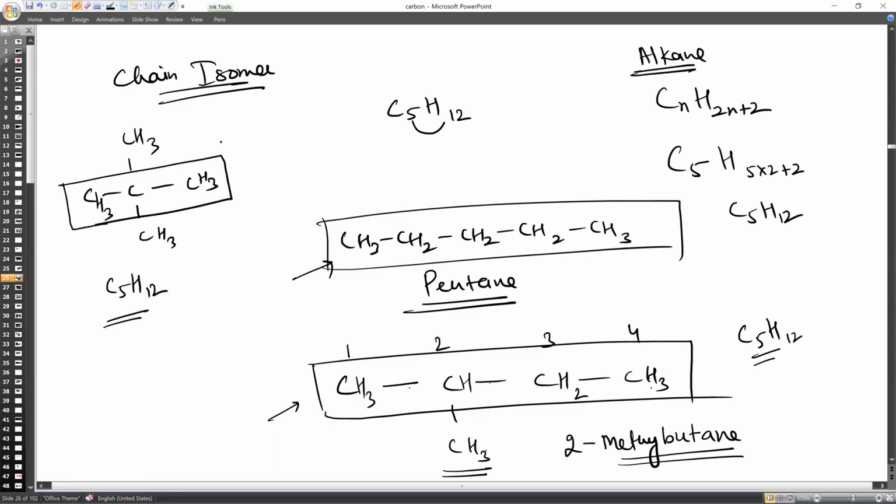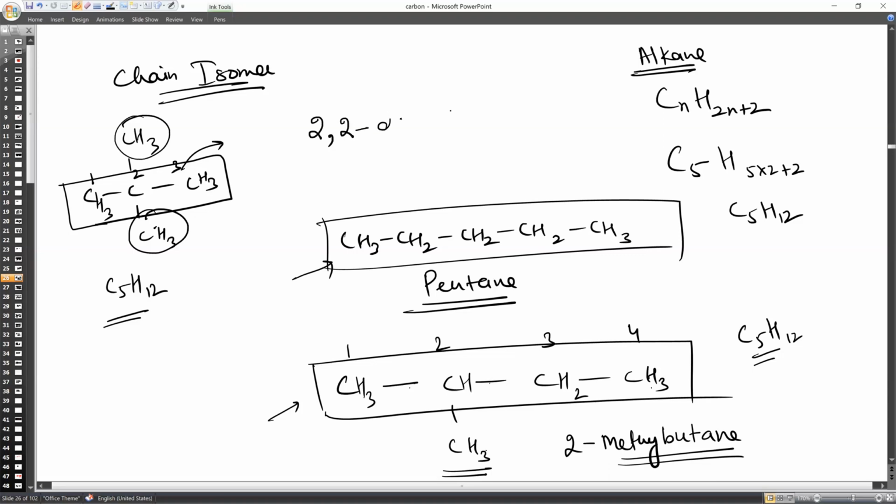Now what should be the name for this one? Tell me. So first of all, we have 1, 2, 3. At the 2 position, we have one CH3 group here and one CH3 group here. So we write 2 at the 2 position and another also at the 2 position. 2,2 means one at the 2 position and another at the 2 position. We have dimethyl, and then propane.